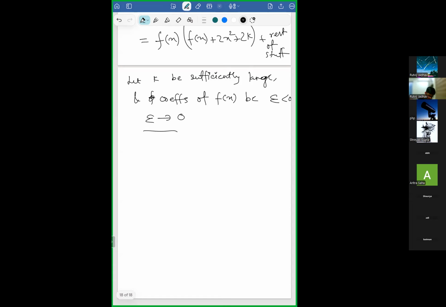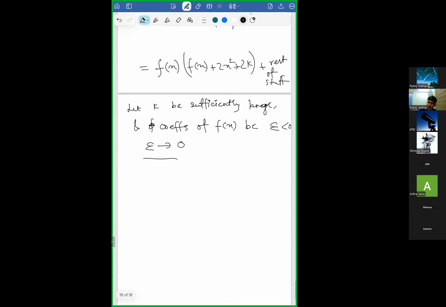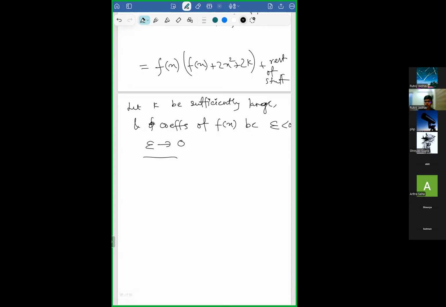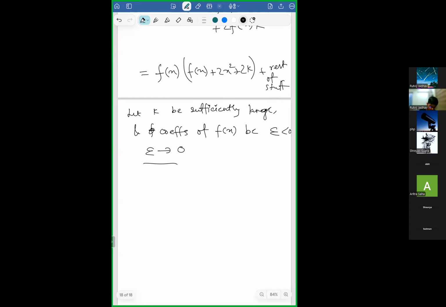So f(x) has small coefficients, right? The only thing that will matter is the sign, like 2x square plus f(x) plus 2k. This will ultimately be positive and f(x) will be negative, so their multiplication will be negative in total. So all these terms will have negative coefficients, because f of x itself is negative. So f of x into f of x would be minus f of x the whole square, so it would be negative.